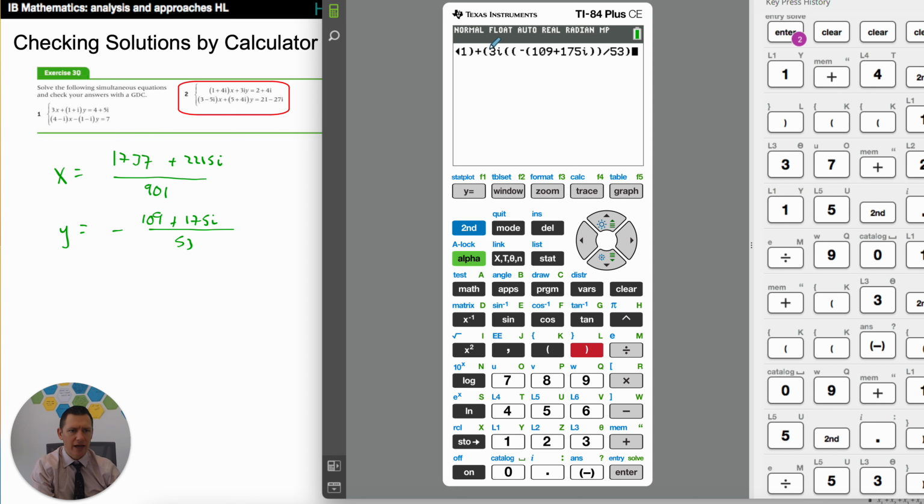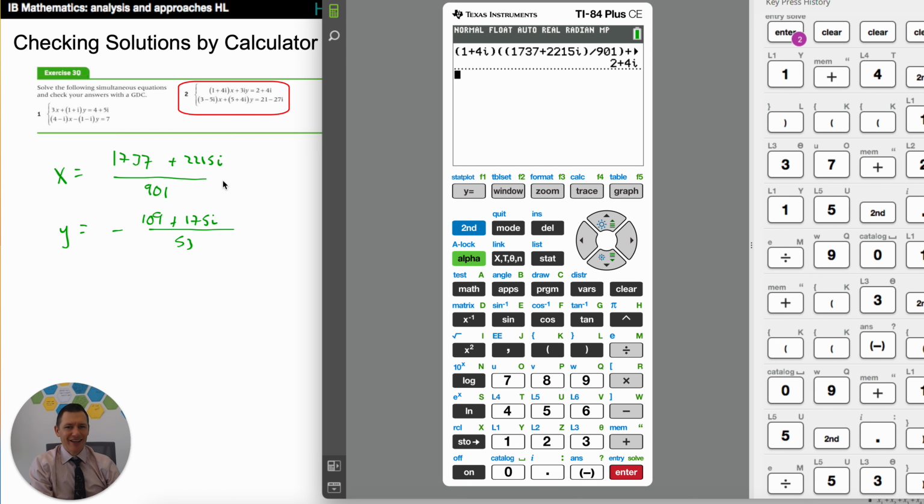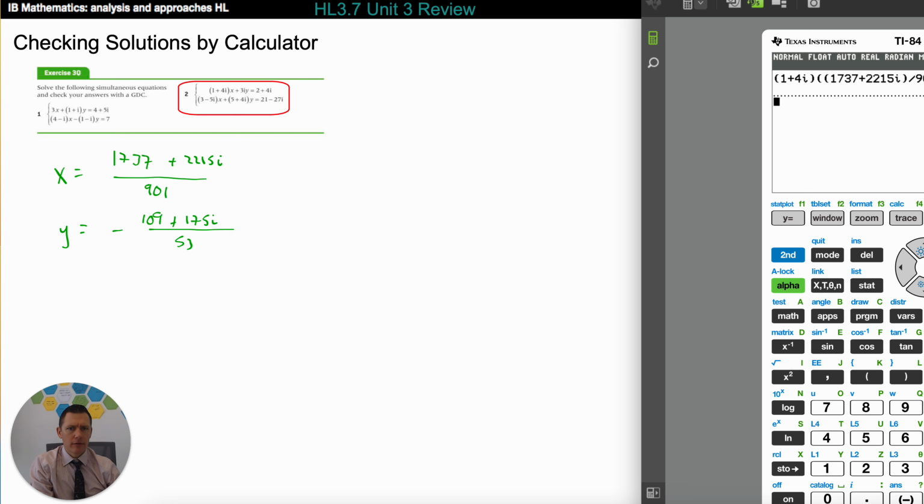So there's 3i times y. Let me say go, baby, go. Hey, look, 2 plus 4i. 2 plus 4i. Okay, so there's that one. We checked it with our calculator.